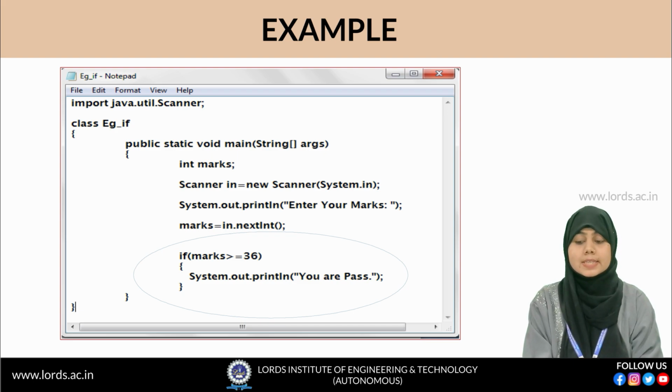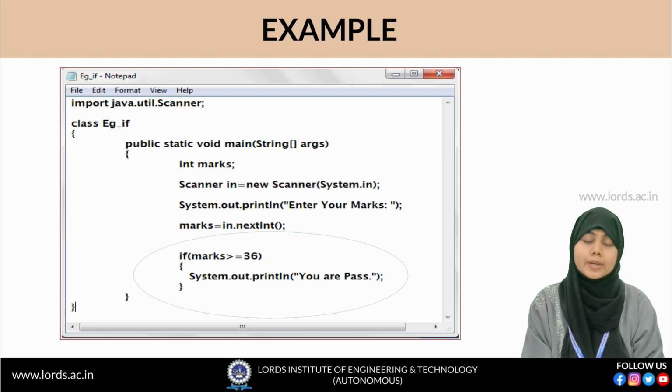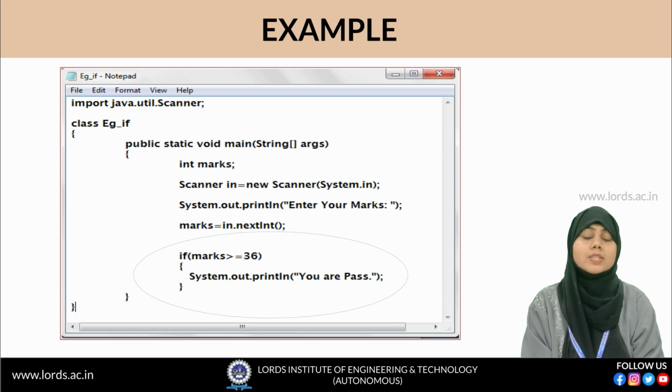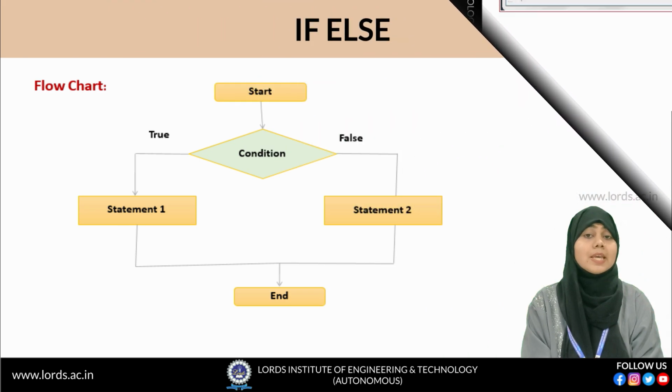Suppose the user has given 26 or 20, some value less than 36, then what will happen? We don't get any error because we did not write anything. First it evaluates 26 is less than 36, so it is not going to print anything. We will not get any output. That is nothing but our simple if.